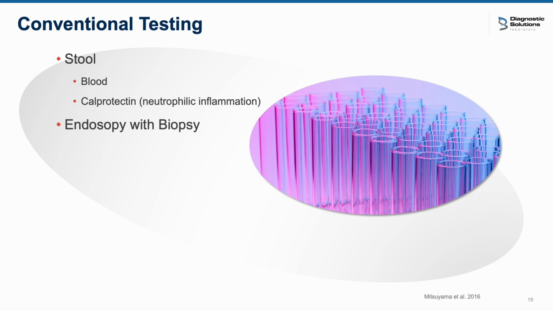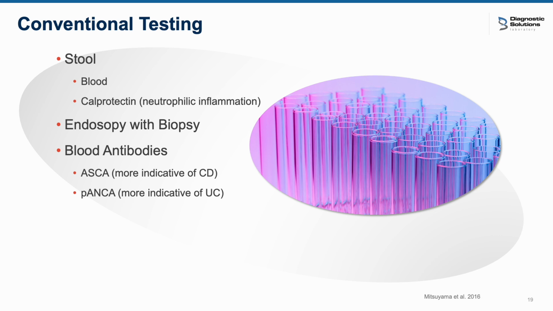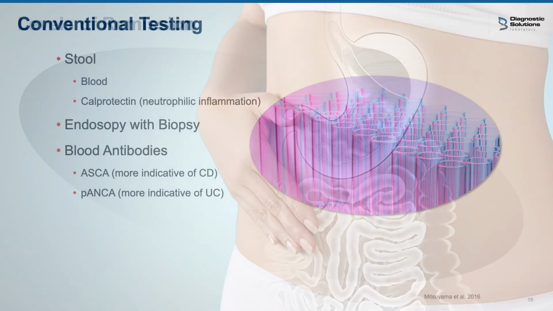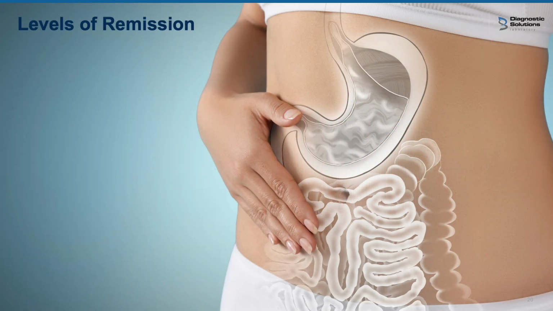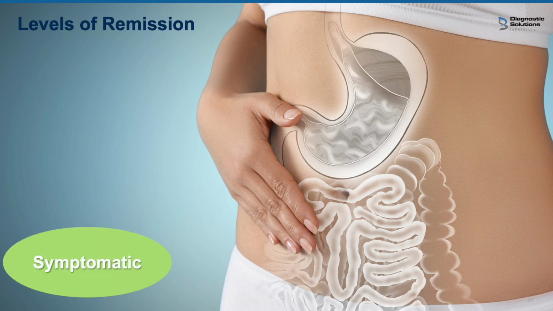Now, a few other tests you can run to differentiate between Crohn's disease and ulcerative colitis and rule them in would be some blood antibodies. So I won't go into these deeply, but there are some blood tests as well there that are worth knowing about. Now, the goal of treatment of inflammatory bowel disease is remission and lasting remission. And there are 4 levels of remission that are worth knowing about. So the most superficial level of remission is symptomatic remission.